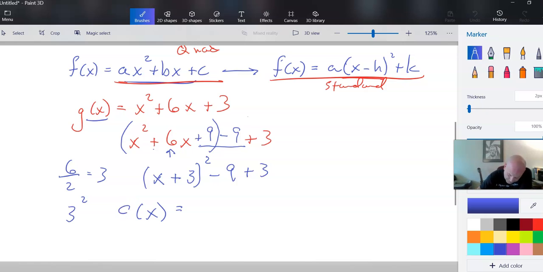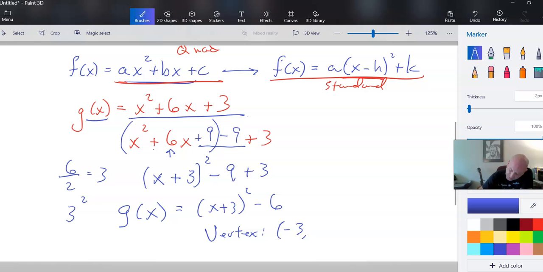There we go. We've transformed g of x from looking like this to looking like this: (x + 3)² - 6. And from here, I can actually read out the vertex. I can see that the vertex is at the point, it's always the opposite of this, so it'd be -3, and then the same as this one, so it's -6, right? So I can actually pick out the vertex this way.